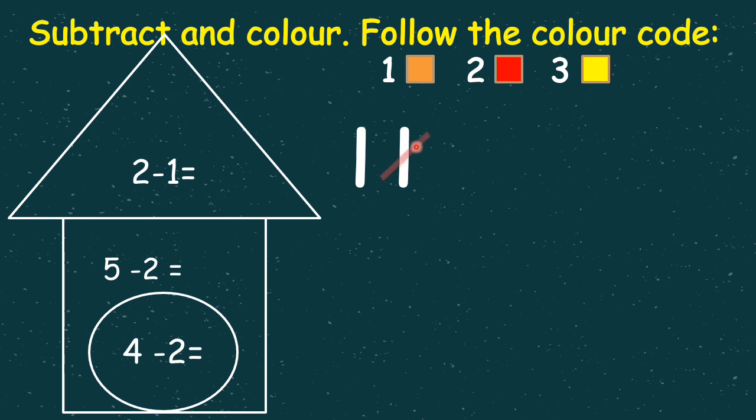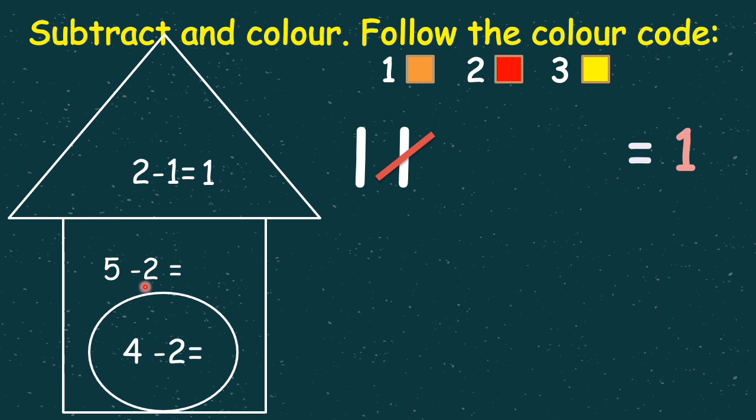So out of 2, if you cross 1, what is the answer? What is the remaining, children? How many lines are remaining? Yes, there's 1 line remaining. So just write number 1 here. Very good. So now we will go to the square.